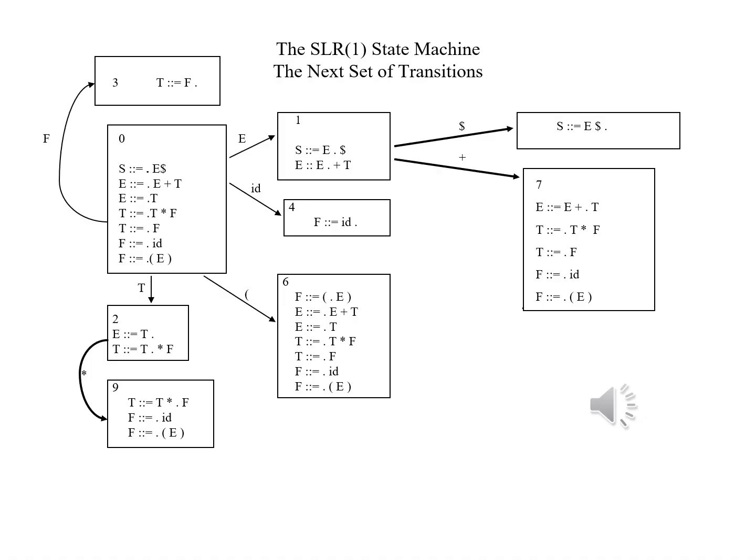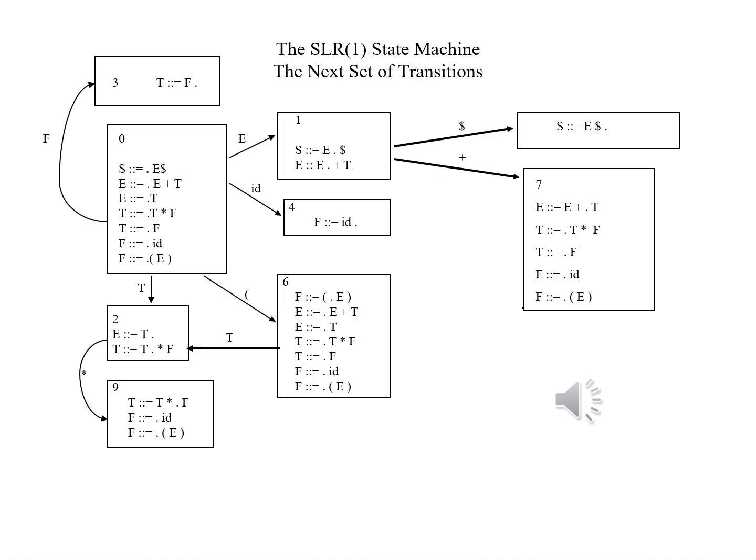Now that I have the transitions from state 1, let's take a look at the transition from state 2. E derives T dot is a final item. I have no transitions from there. But T derives T dot times F, I will have a transition on asterisk. T derives T times dot F. This means I now need initial items for F. F derives dot id and F derives dot open parenthesis E close parenthesis.